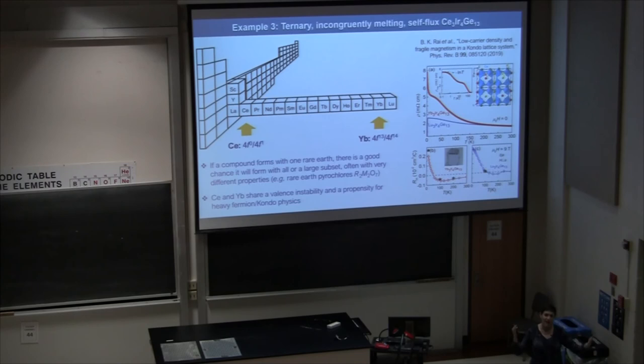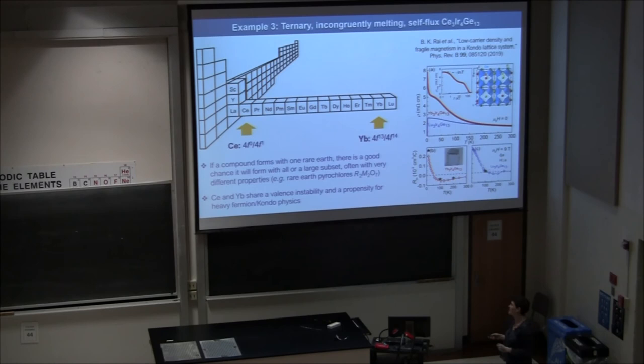Cerium, in its 3+ oxidation state or 3+ valence, has a 4f1 electron configuration, and it has an instability towards forming a cerium 4+ valence, which has a 4f0 configuration. Ytterbium, on the other hand, has 4f13, so it has one unfilled f electron orbital. And it has an instability towards an ytterbium 2+ valence, which is completely filled. So the parallel that you see here is that the 4f13 and 4f1 configurations are magnetic, whereas 4f0 and 4f14, completely empty and completely filled, are non-magnetic. And so this valence instability is really at the heart of this interesting Kondo physics and heavy fermion behavior.